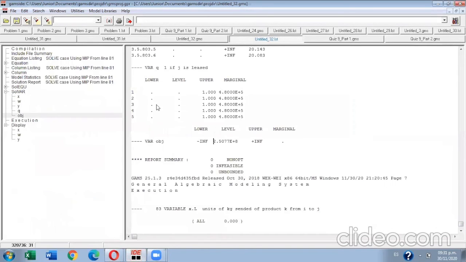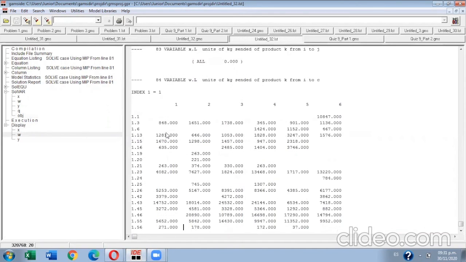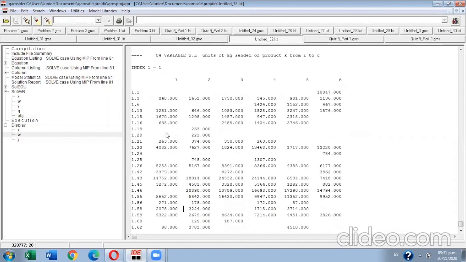And here we have the results, where we got a minimum cost of 250 million pesos. None of the distribution centers are chosen, and that means that all the products are transported from the plants directly to the customers. All this information, the model and the tables, are attached with our delivery.